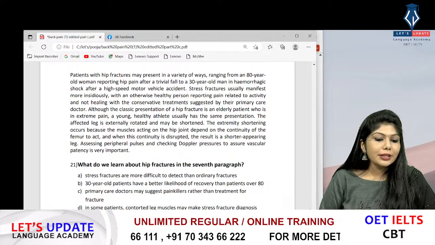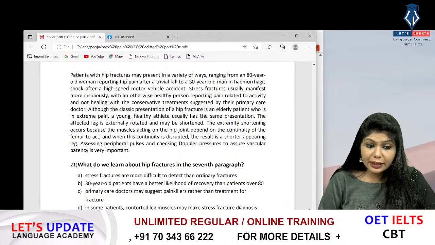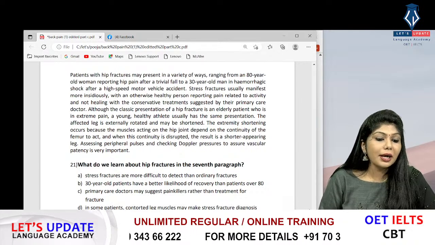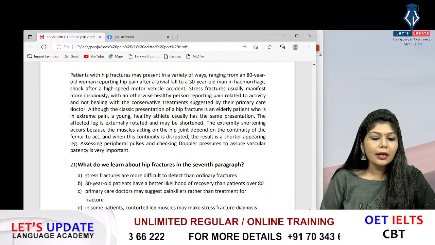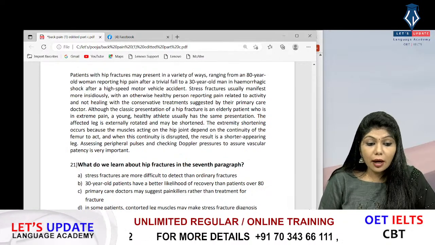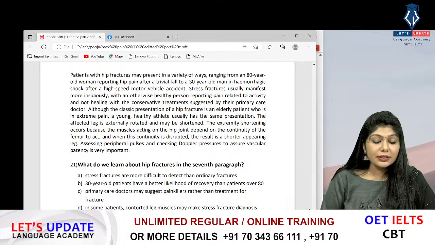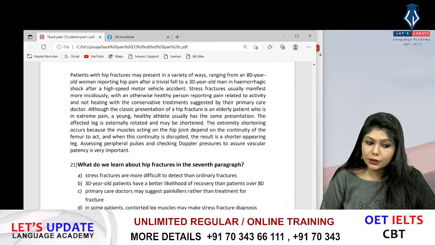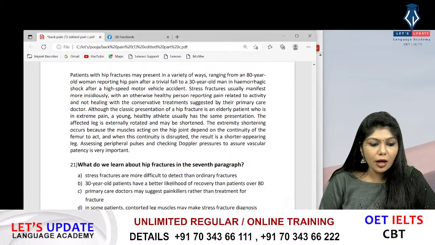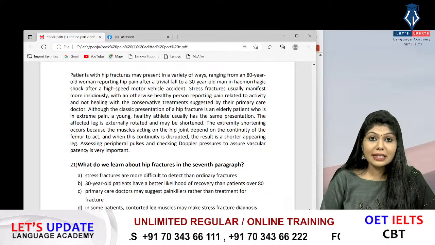Patients with hip fractures may present in a variety of ways, ranging from an 80-year-old woman reporting hip pain after a trivial fall to a 30-year-old man in hemorrhagic shock after a high-speed motor vehicle accident. Stress fractures usually manifest more insidiously, with an otherwise healthy person reporting pain related to activity and not healing with the conservative treatment suggested by their primary care doctor. Although the classic presentation of a hip fracture is an elderly patient who is in extreme pain, a young healthy athlete usually has the same presentation.